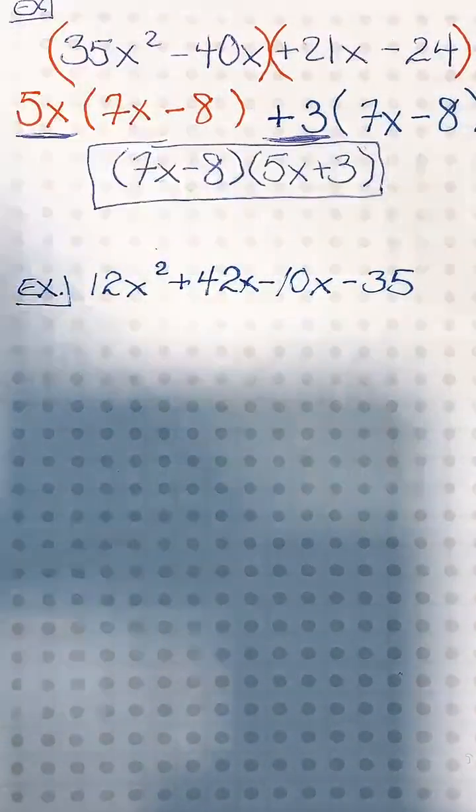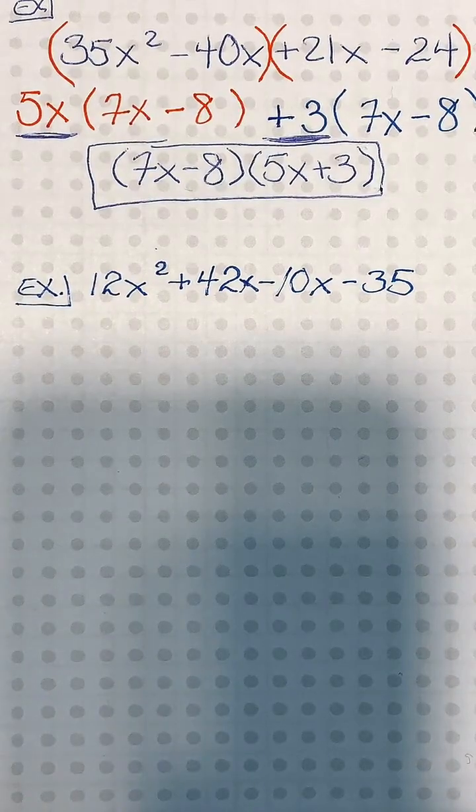Try to make that a tad bit bigger. All right. 12x squared plus 4x minus 10x minus 35. I'm going to give you some time. See what you can do.